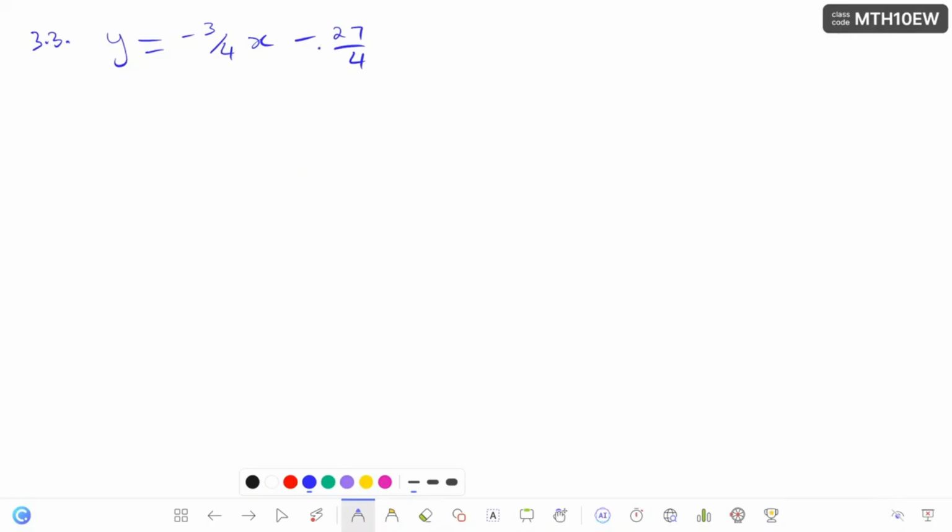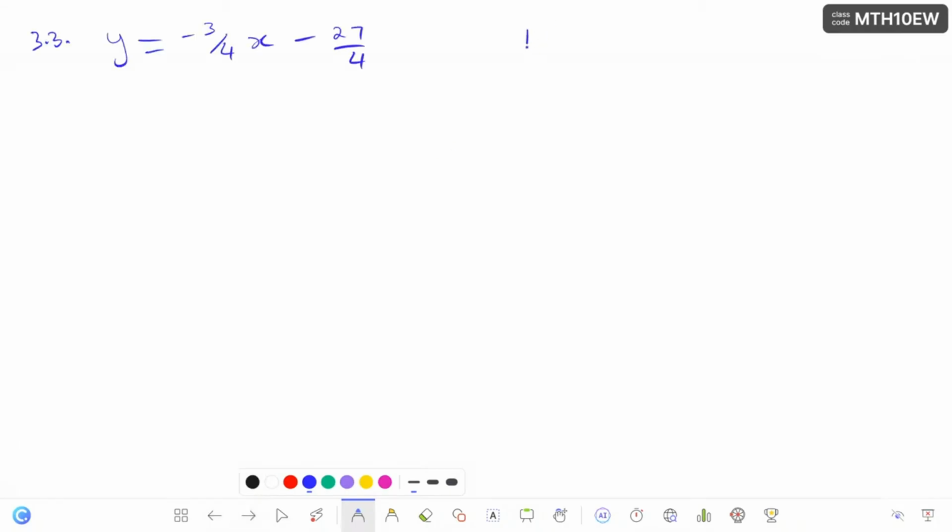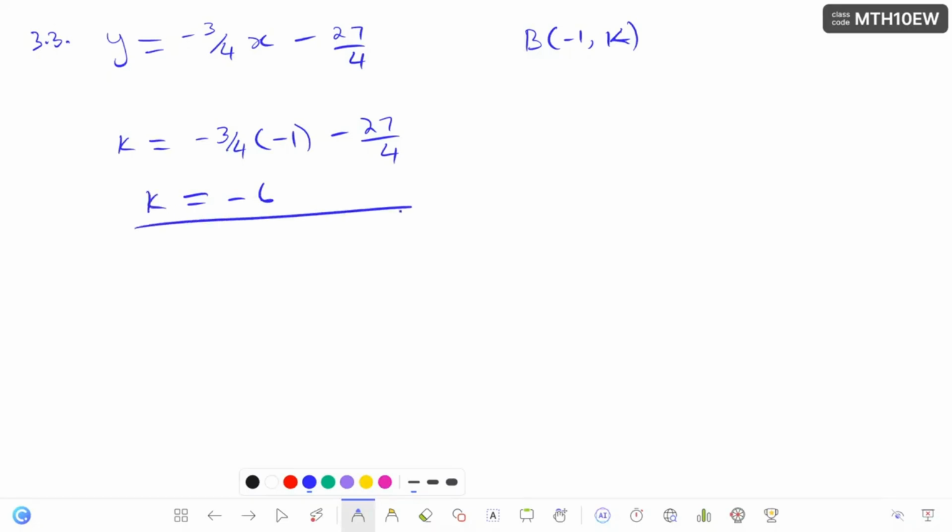So we have a point B, which is -1 and k. So we need to substitute. Our y is k, so k is equal to -3 over 4 times -1 minus 27 over 4. So let's use our calculator: -3 over 4 times -1 minus 27 over 4. So we get our k to be -6.